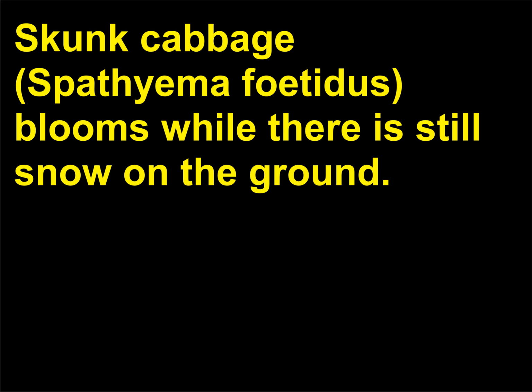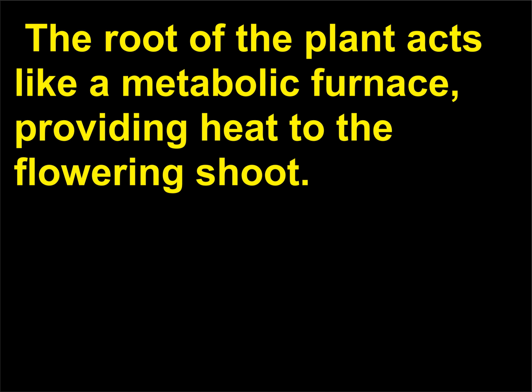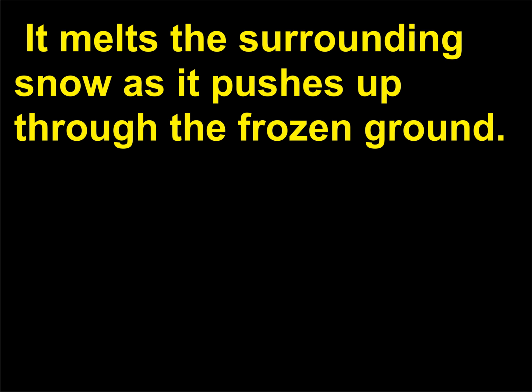Skunk cabbage, Symplocarpus foetidus, blooms while there is still snow on the ground. The root of the plant acts like a metabolic furnace, providing heat to the flowering shoot. It melts the surrounding snow as it pushes up through the frozen ground.